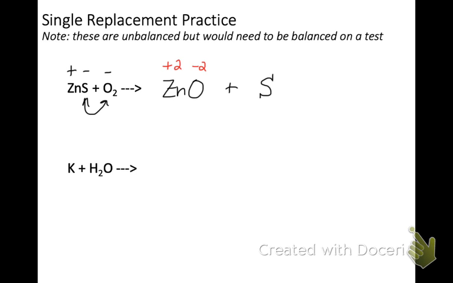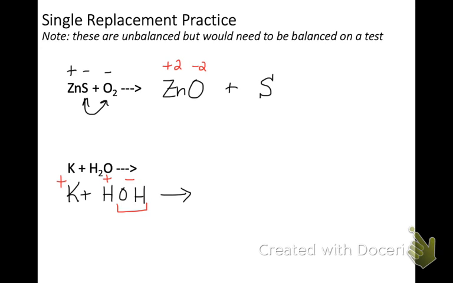Let's take a look at K + H2O. I'm going to rewrite K and H2O as K plus HOH. Right? And then I need to identify the charges on each of my elements. Potassium has a positive charge. Hydrogen essentially is acting like a positive charge in this example. And then the OH is a polyatomic with a negative charge.